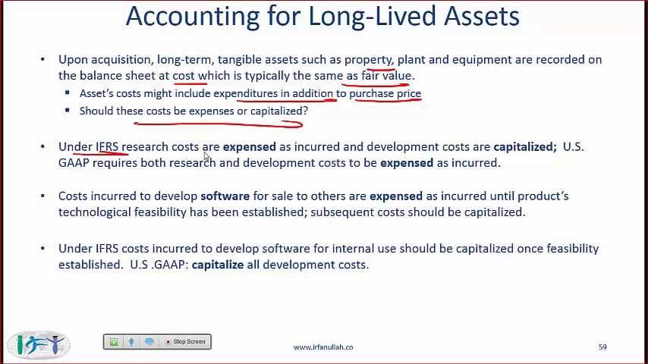Under IFRS, research costs are expensed. So this is where you are maybe developing intangible assets. So you are developing a patent, for example, or this actually applies to any asset. As long as you're doing research, then IFRS says that the costs are expensed as incurred. But then once you enter development phase, so the concept is proven and you are developing, then IFRS says that you should capitalize. US GAAP requires both research and development costs to be expensed. So in this context, the US GAAP takes a more conservative view.